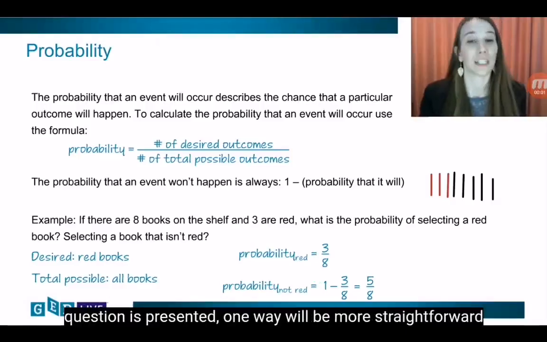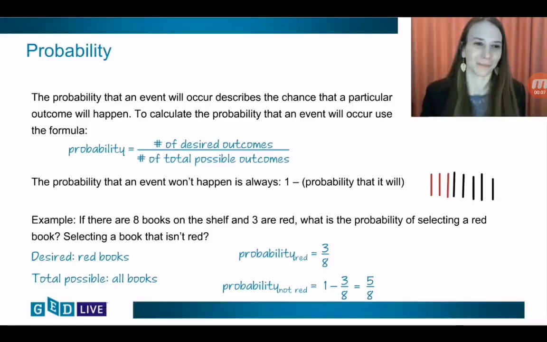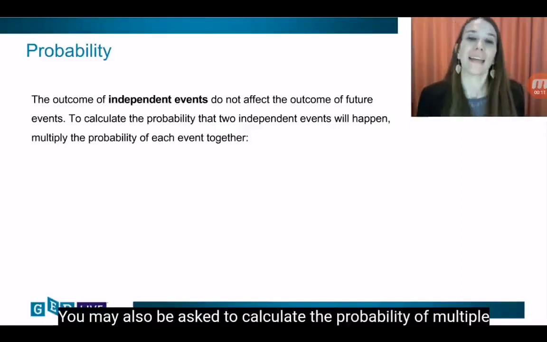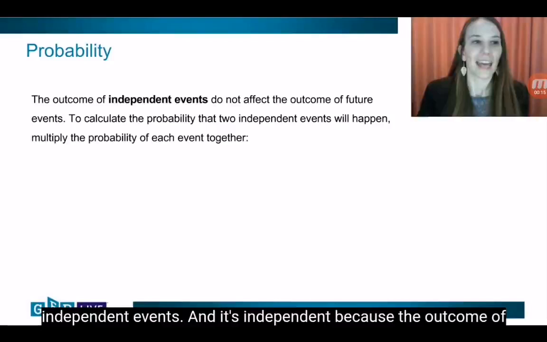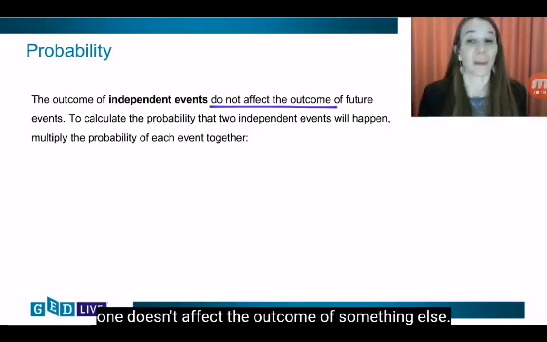Depending on how the question is presented, one way will be more straightforward than the other for solving that particular question. Now, that was the probability of one event. You may also be asked to calculate the probability of multiple independent events. And it's independent because the outcome of one doesn't affect the outcome of something else.